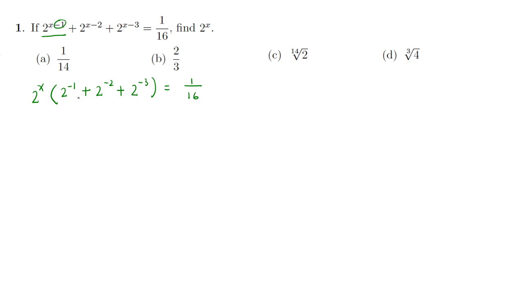Okay, mental na lang natin. Ito ay magiging 1 half plus 1 fourth plus 1 eighth. Tapos over 8, yan ay magiging 4 plus 2 plus 1 lang, or 7 over 8. So ultimately, 2 to the x times 7 over 8 is equal to 1 over 16.